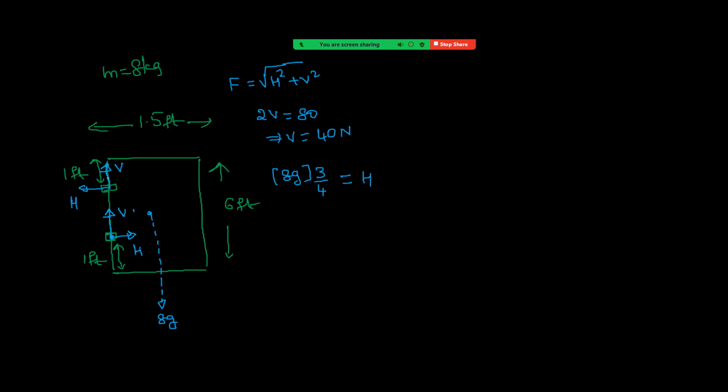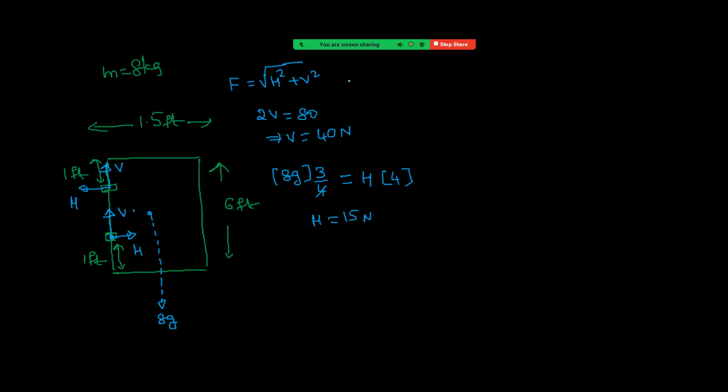This is 1 and this is 1. Remaining gap is a 4. So it is a 4. So 8 into g, g value 10, so 80. So 4 times 20, and this 4 times 5, right? That means H equals 15 Newton.